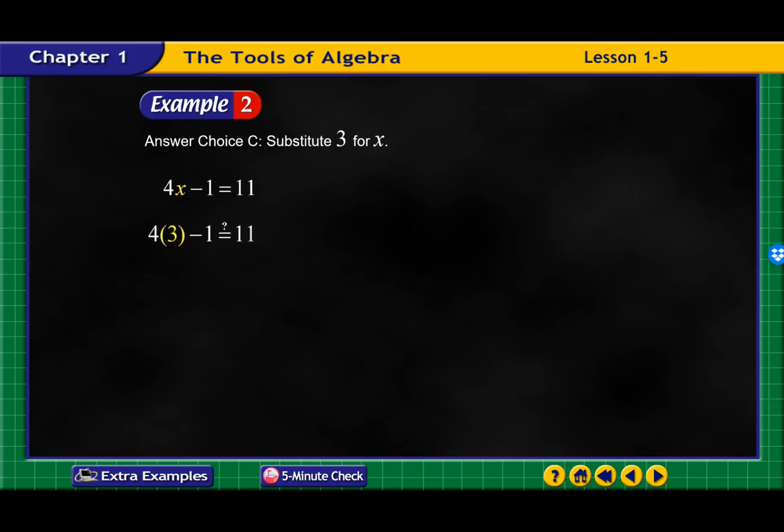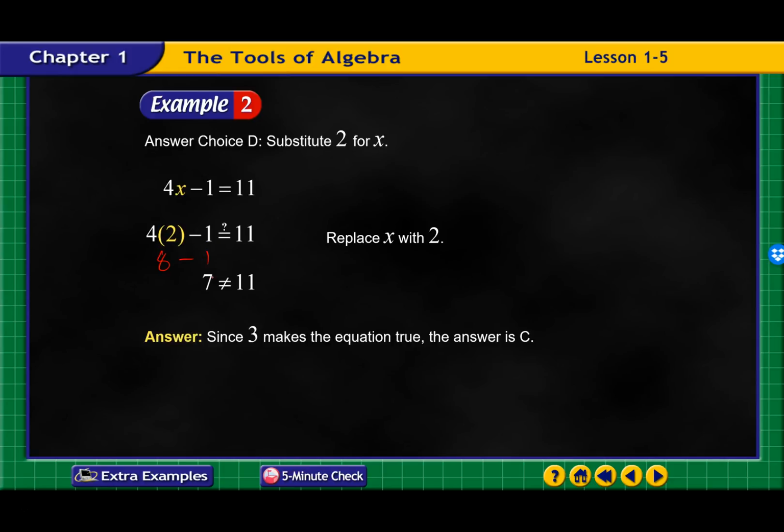Try C. Replace x with 3. This comes out to 12 minus 1, which comes out to 11. That's the correct answer. Just for fun, just to make sure, put in 2. That comes out to 8 minus 1 equals 7. That's not correct. So there is only one option. Since the only one that is true is C, then that means the answer is C.